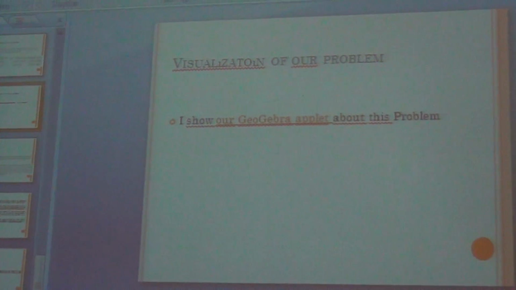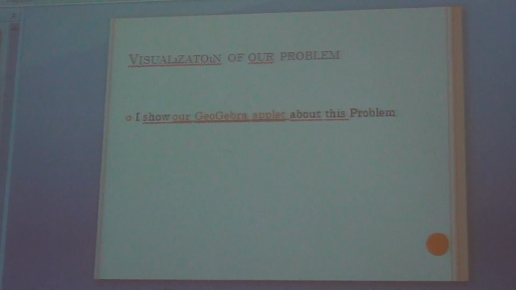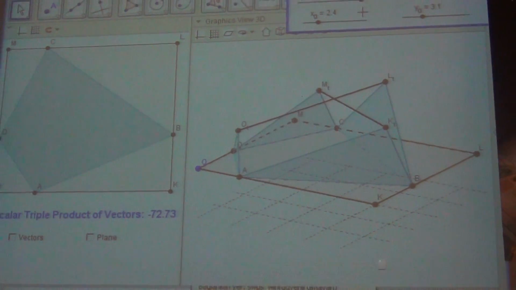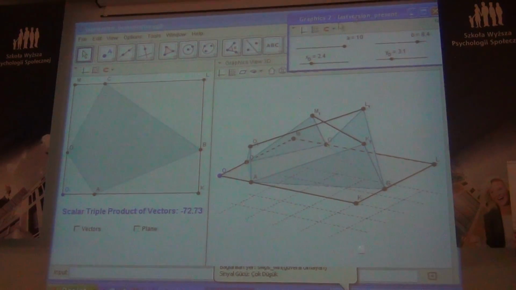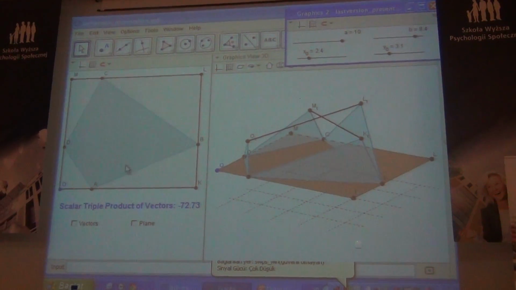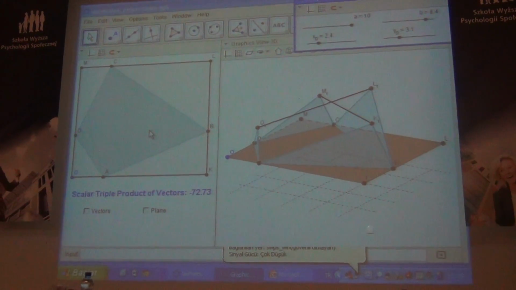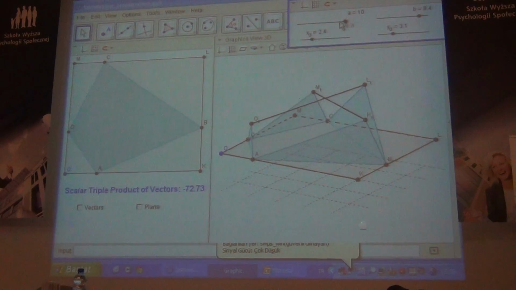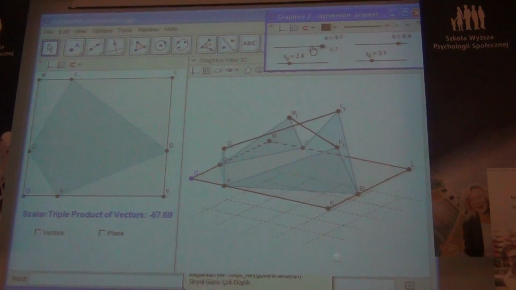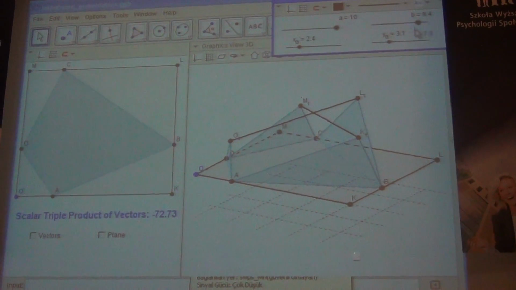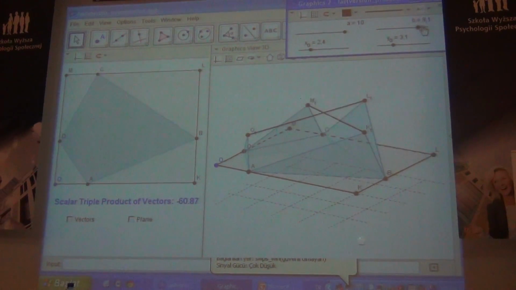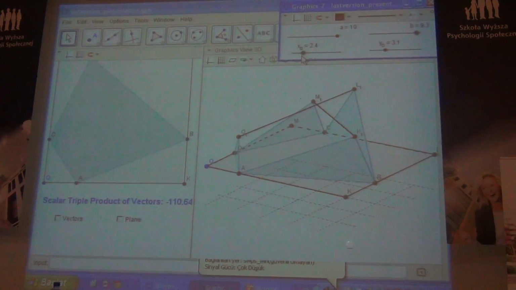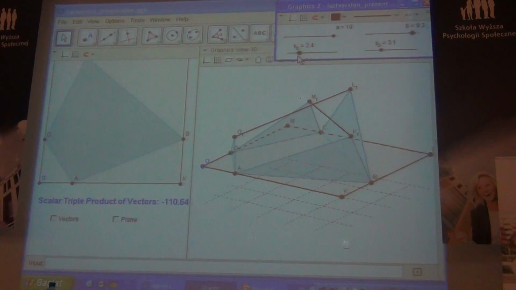I will summarize this problem, and I will show you this application in GeoGebra 5. This is our rectangular paper, and I can change the lengths of its sides with the slider, and this side. X0 and Y0 determine the points on the sides.